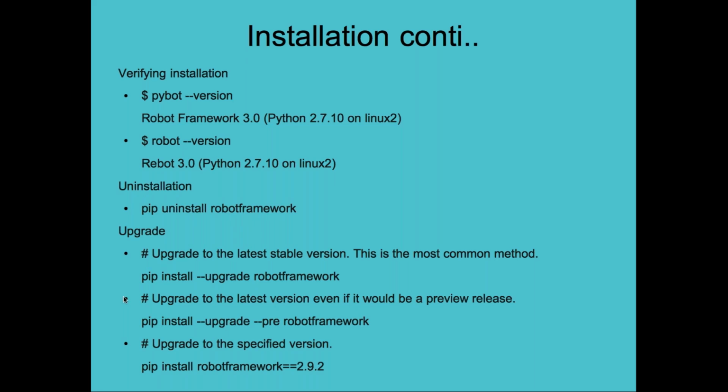So if you want to upgrade to the latest version, you can use pip install --upgrade robot framework. So if you are on a lower version, you can give it like this. Or else if you want to install a specific version, you can give pip install robot framework equal to 2.9.2. So this will install the specific version.